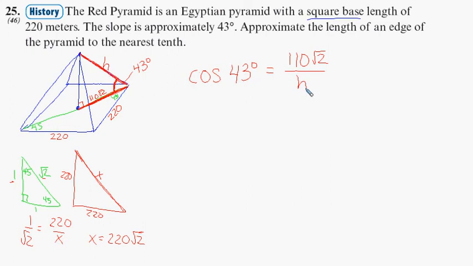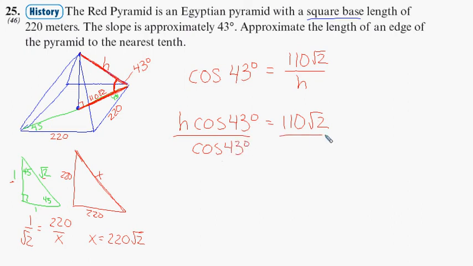So now, the rest is just a matter of calculating it. That's actually probably the easiest part. If you cross multiply, you get h times the cosine of 43 degrees is equal to 110 times the square root of 2. Divide both sides by the cosine of 43 degrees. Now all you have to do is enter this into your calculator. You should get approximately 212.7 meters. I said as your height, I meant as your hypotenuse.